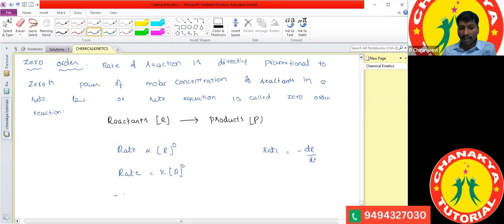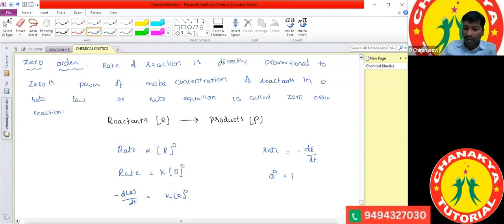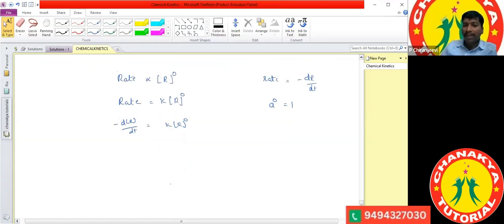Now in place of rate, we can write minus dR by dt is equal to k into the molar concentration of R to the power of zero. What is the value of R to the power of zero? Anything to the power zero we take as 1. So in place of R naught we can write 1, R to the power of 1. That means minus dR by dt is equal to k.